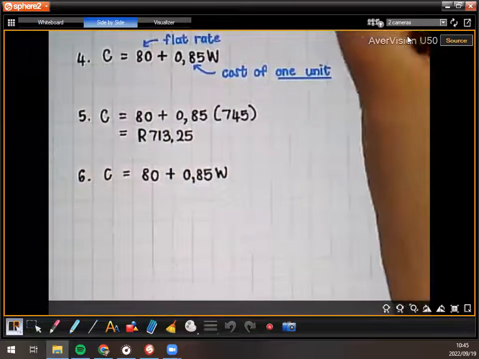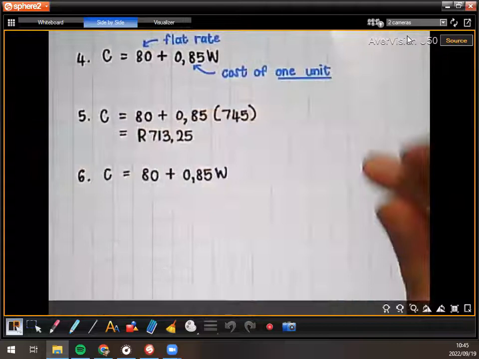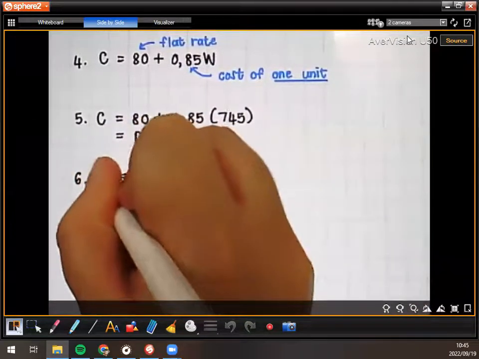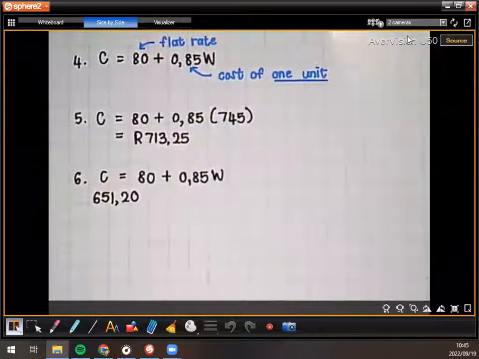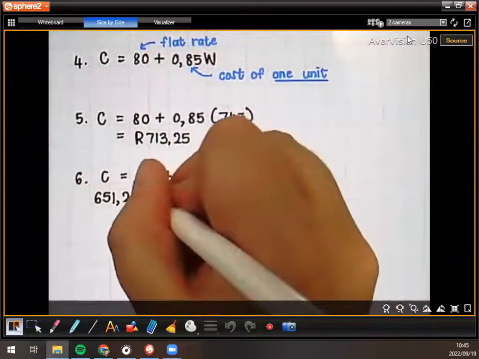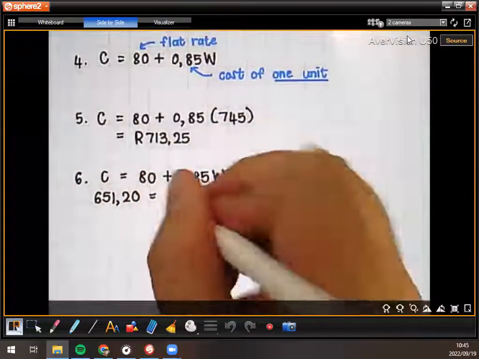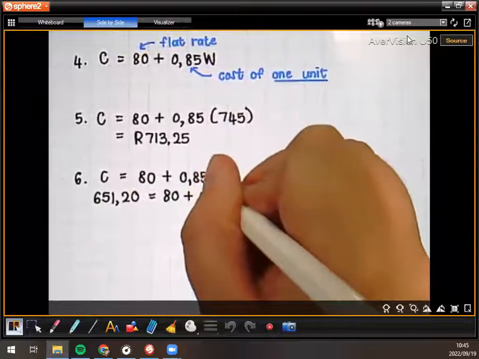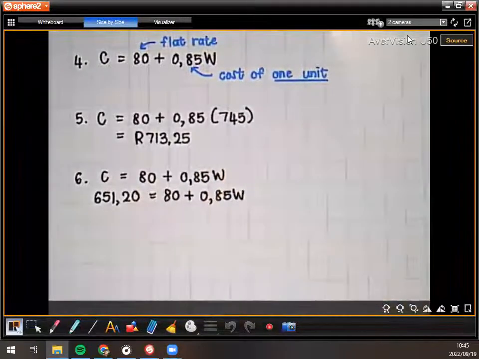Now they're telling us that the cost, let me just check, what was that again? Is 651.20. Right? They gave us that amount. The cost is 651.20. But what is the formula for the cost? 80 plus 0.85 times W.